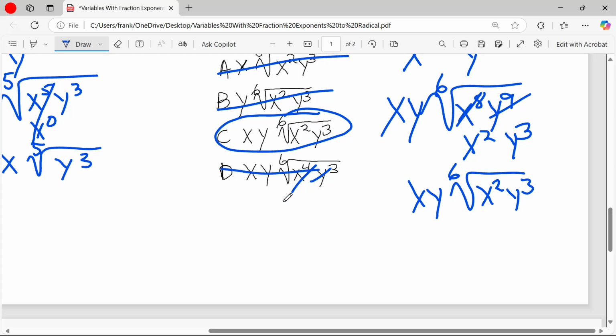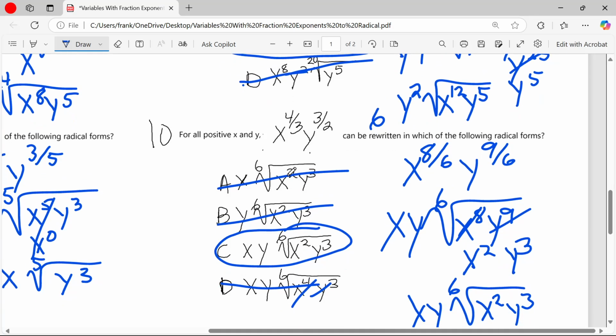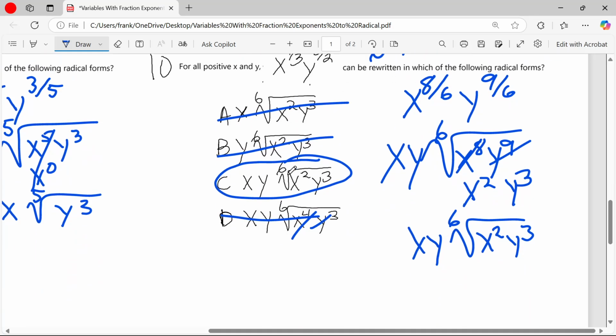So there's a little practice with variables with rational exponents, exponents that are fractions, and converting them to radical form. Could help you on ACT or SAT.